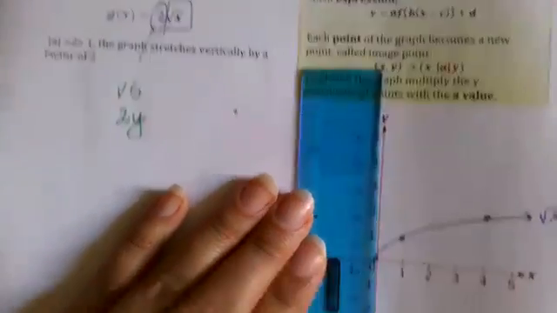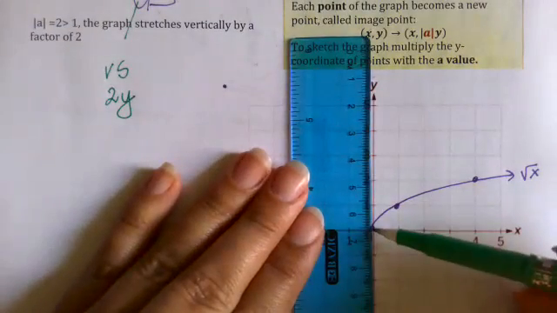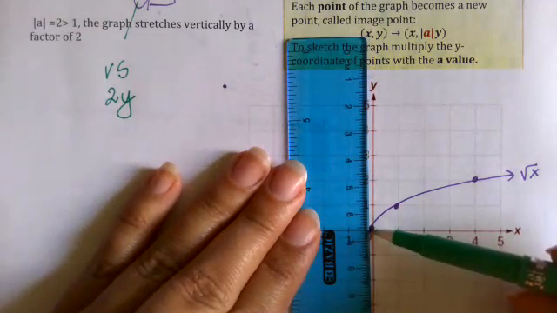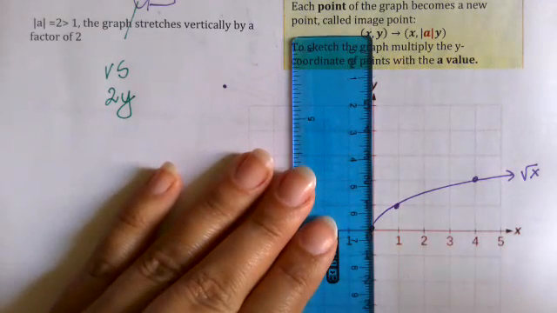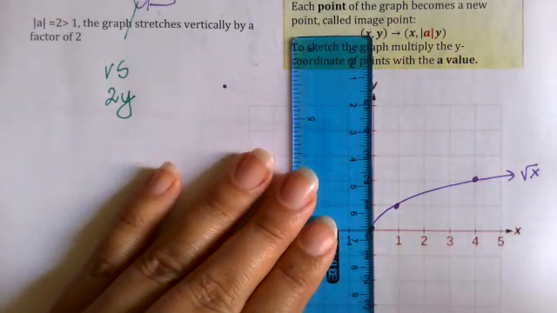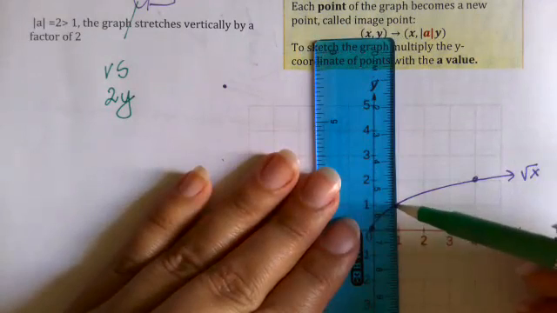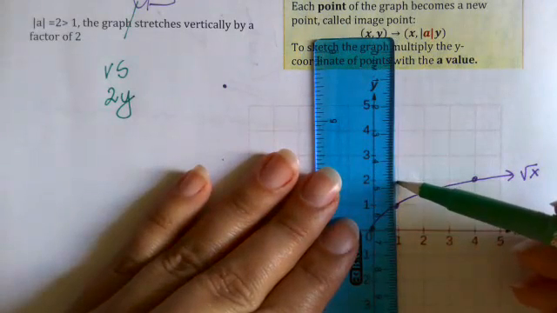So we're going to go here to our graph. 0 is the y coordinate of this point. So 0 times 2 equals 0. So this point doesn't move. Sometimes we call these points invariant, they don't vary. The next point, the y coordinate of this point is 1. So if I times it by 2, I'm going to get 2.